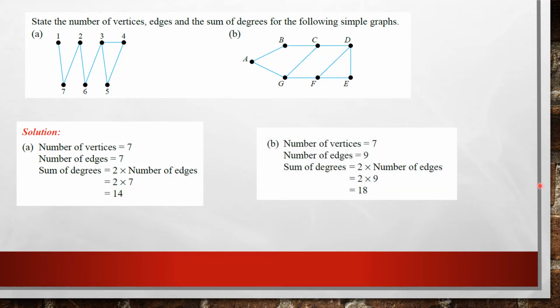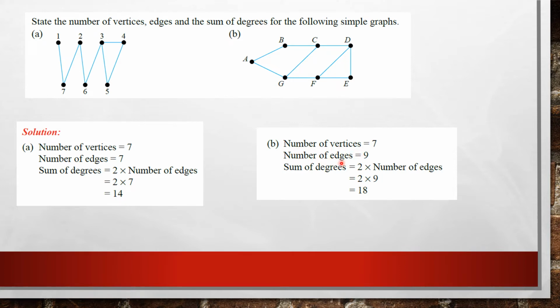Okay, for part B, number of vertices. The vertices are labeled as A, B, C, D, E, F, G. So you calculate how many vertices are there: 1, 2, 3, 4, 5, 6, 7. So the number of vertices is 7.